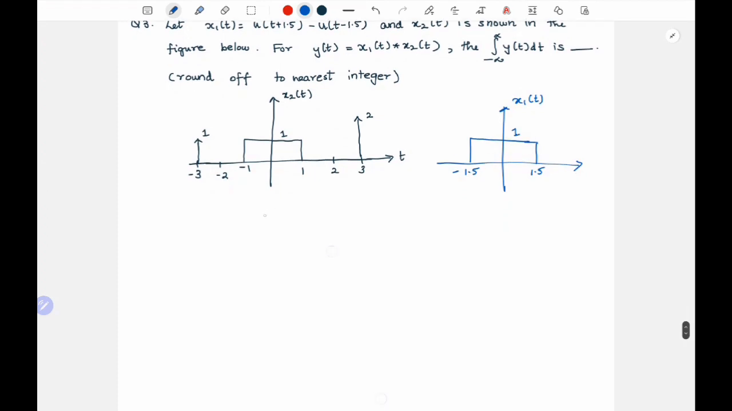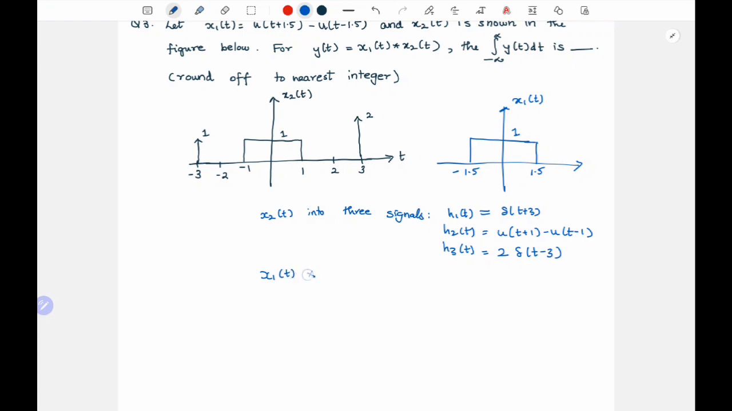So what we will do is break x2 of t into 3 signals. Let's call them h1 of t, h2 of t, h3 of t. h1 of t is this delta of t plus 3. And h2 of t is this rectangular pulse, which is nothing but u of t plus 1 minus u of t minus 1. And h3 of t is this impulse with area 2, 2 delta of t minus 3. So now let us convolve x1 of t with h1 of t plus h2 of t plus h3 of t.